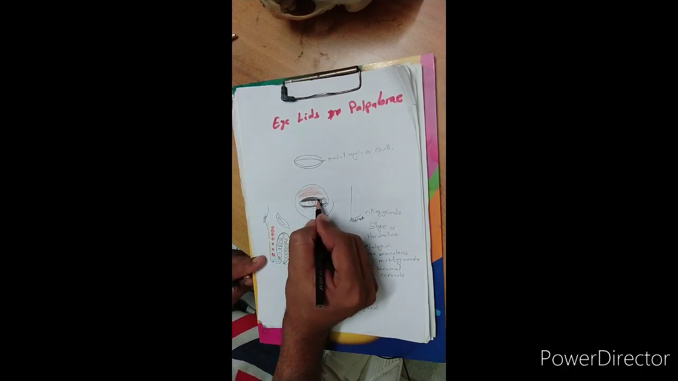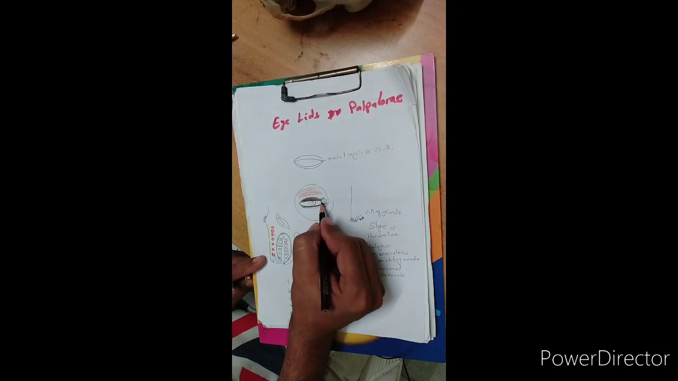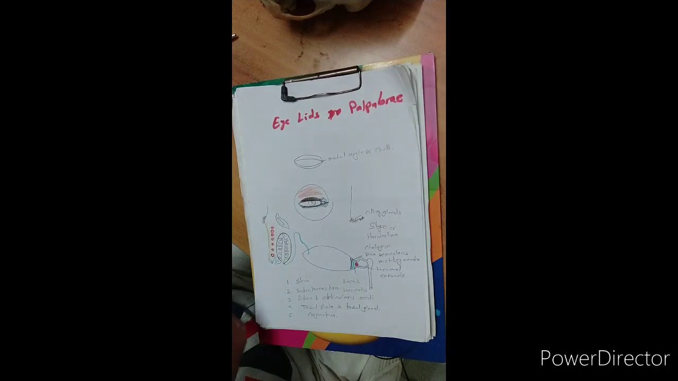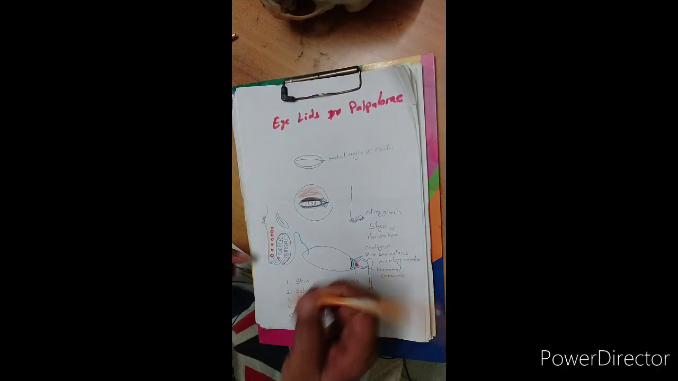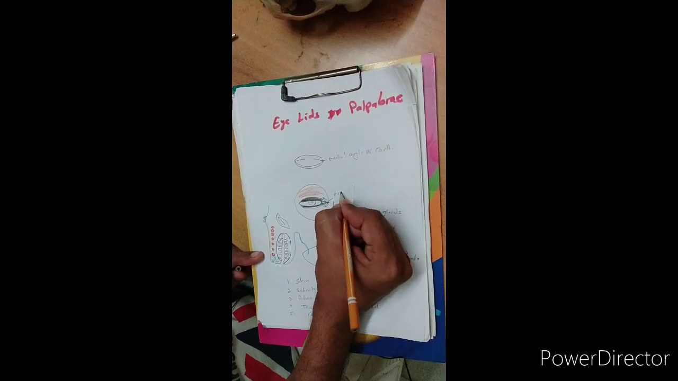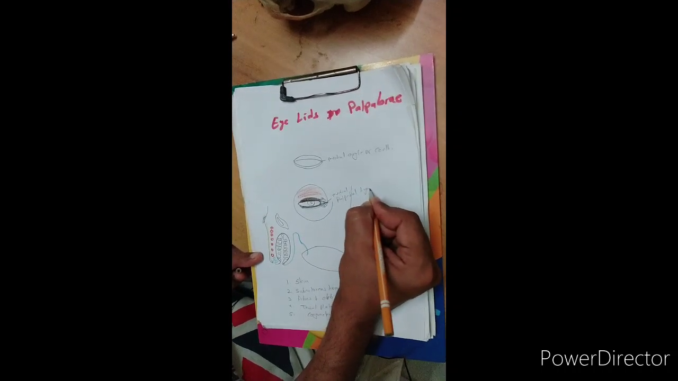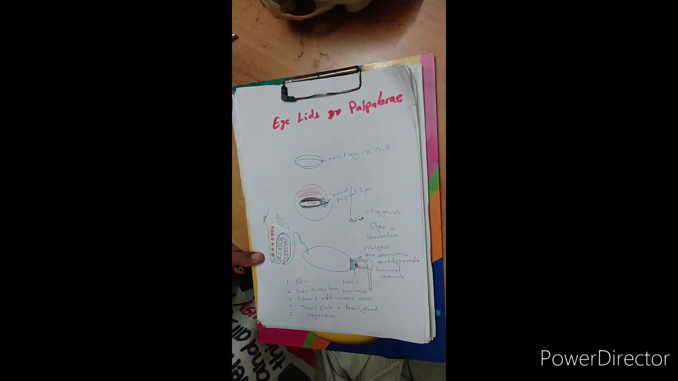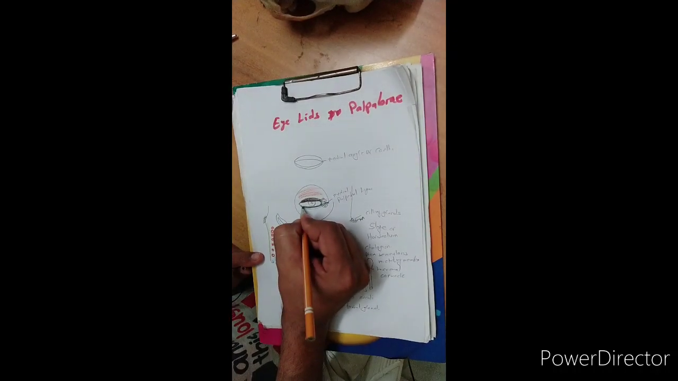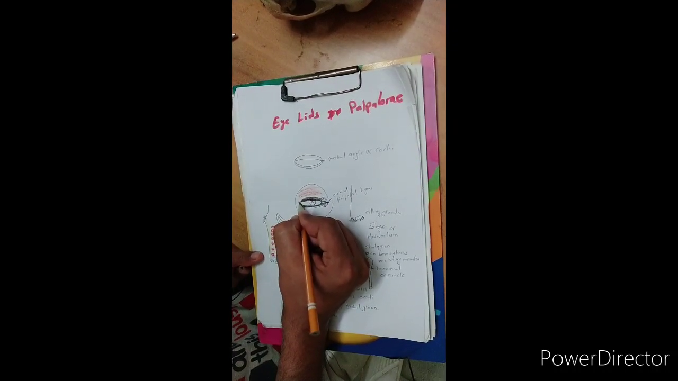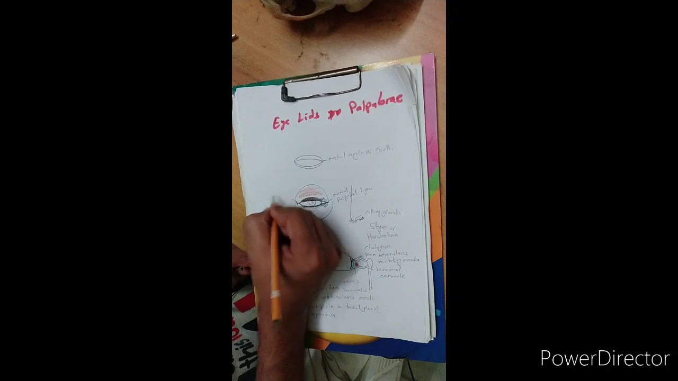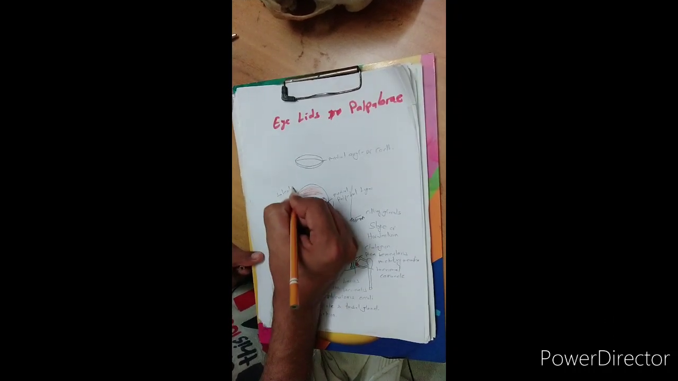Both tarsal plates are connected medially on the medial side by the medial palpebral ligament. This is the medial palpebral ligament. And laterally, again both tarsal plates fuse to form the lateral palpebral ligament.